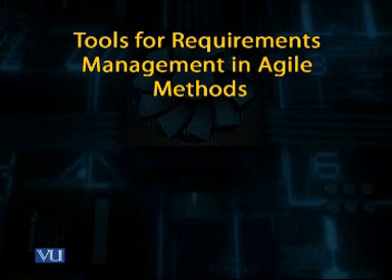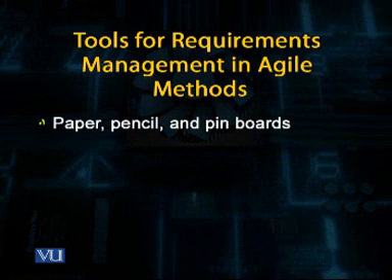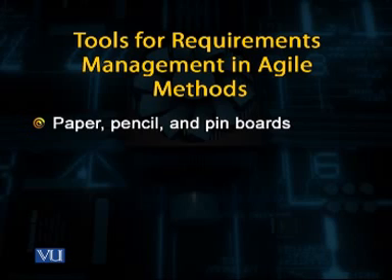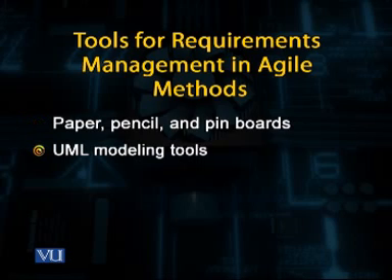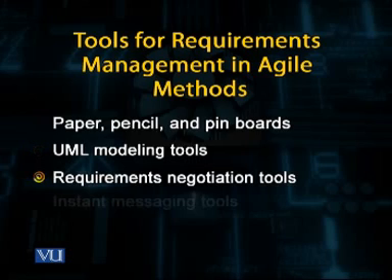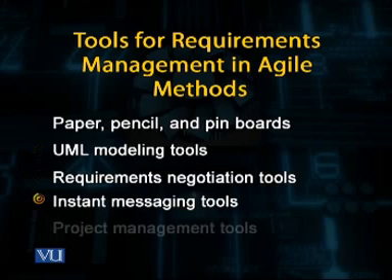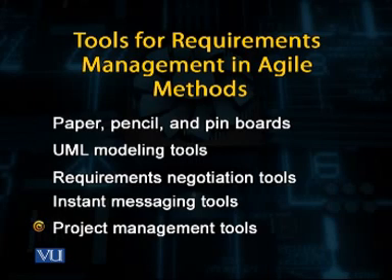We'll talk about the tools for requirements management in agile methods. Number one, and it's very interesting, is that the first set of tools is paper, pencil, and pinboards. Then you can use UML modeling tools, and we have talked about them in quite a bit of detail even in this course. Then there are requirements negotiation tools, instant messaging tools, and project management tools. These are the typical tools, but the first one is very interesting, still considered a pinboard or a whiteboard, and that can be very effectively used in the agile methods also.